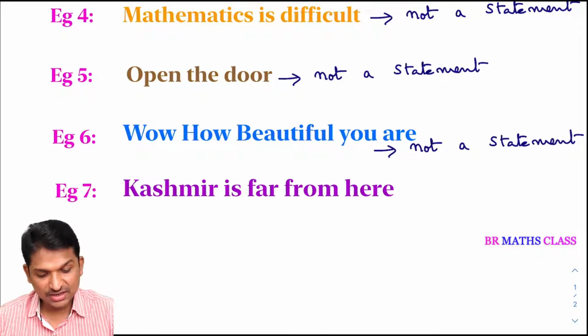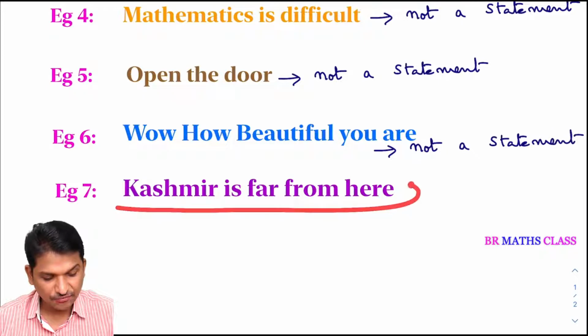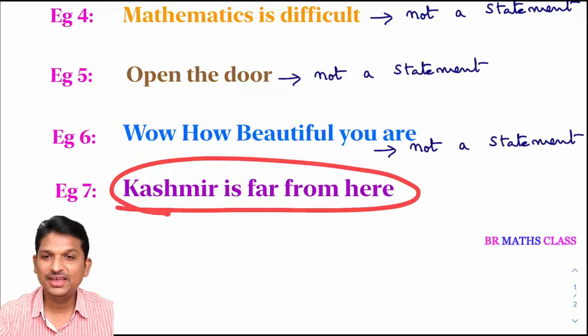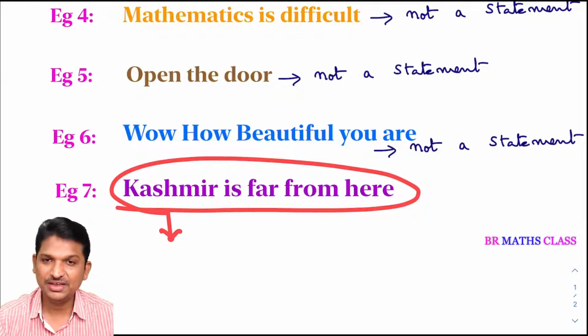Okay. Now, look at this one. Kashmir is far from here. Actually, I am in Bangalore. For me, Kashmir is far from here. For me, this sentence is true. But the students who are in Kashmir, if they see this, Kashmir is far from here, they laugh because they are in Kashmir. So what is happening? This sentence is true for some and false for some. Those who are far from Kashmir, for them it is true. Those who are in Kashmir, for them it is false.